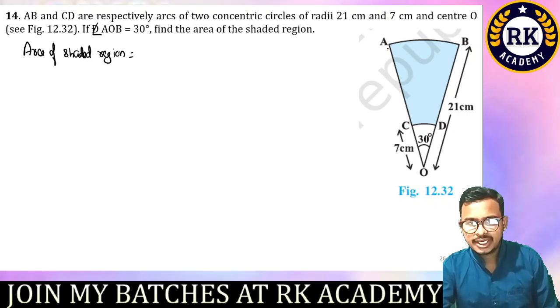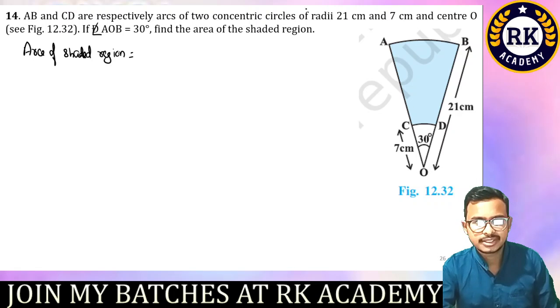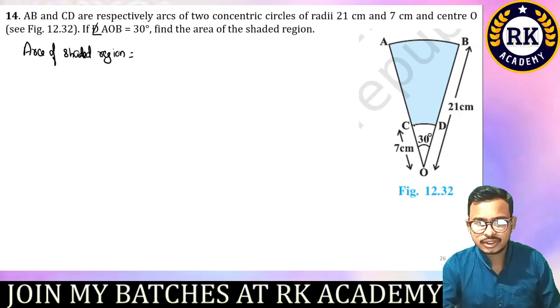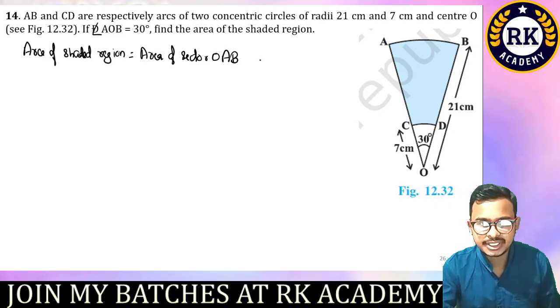नाउ उन्होंने हमें क्या दिया, AB and CD respectively are two arcs. So this two arcs of circle with the radius 21 centimeter and 7 centimeter, and O is the center of circle. So यहाँ पे there are two sectors, that is one is OCD and other sector is OAB. So I'll show how to find the area of shaded region. Area of sector, बड़ा वाला सेक्टर कौन सा है, OAB. उसके बाद उसमें से छोटा वाला सेक्टर हटा दो, एरिया ऑफ सेक्टर OCD.